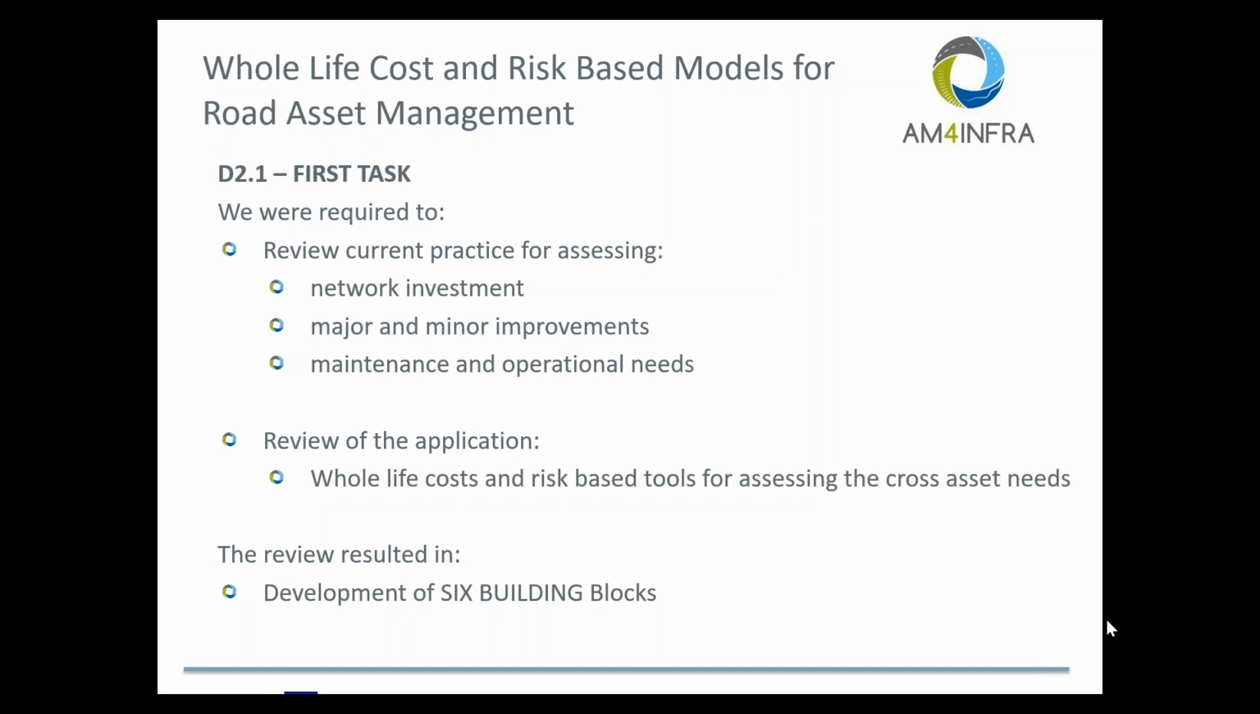I should address that, as it is cross-modal, that the principles of these whole life cost and risk-based approaches are equally applicable to any other major assets, whether it be roads or water or railways as such. So these are the primary examples. So that's the underlying theme. And our task, the task number 2, work package 2, D.2, I should say. So as part of the first protocol we were required to review current practices for assessing network investments. How do we invest? Why do we invest? And is this robust enough? The next aspect was to include how do we incorporate major and minor improvements as part of that program, but how do we interrelate with the maintenance and operational needs as such?